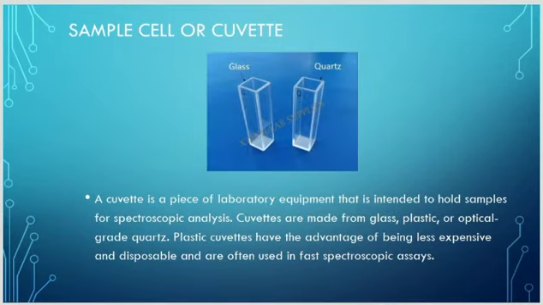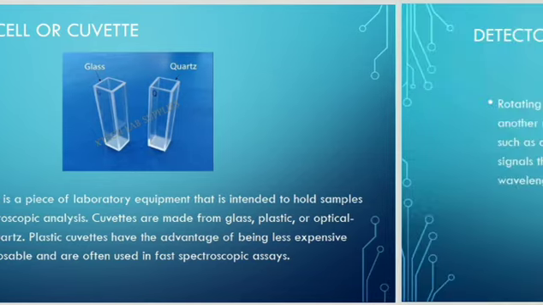Next one, that is sample cell. Sample cell is also called the cuvette. For visible range, cuvette is made up of glass or quartz. For the UV range, quartz cuvettes are useful. This is because glass absorbs the UV radiation. The cuvette can be of different types, that is cylindrical cuvette or rectangular cuvette.